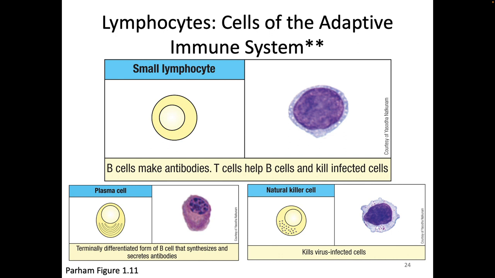The big thing about the lymphocyte is this nice big circular nucleus with a little bit of cytoplasm around it. They can look a little bit different from time to time, but they are largely going to look like this tomorrow. And usually when we think about lymphoid cells, we think about lymphocytes, we are talking about cells of the adaptive immune system.